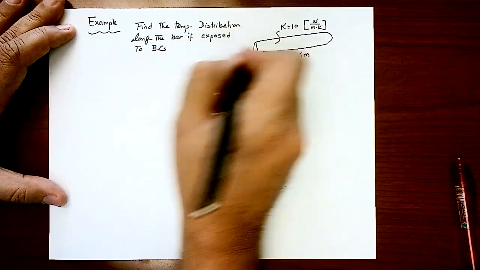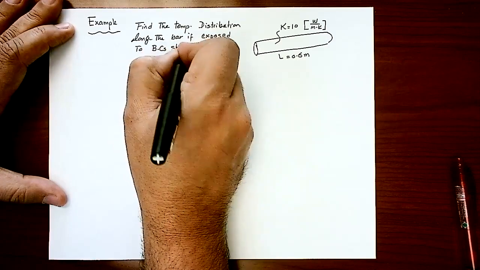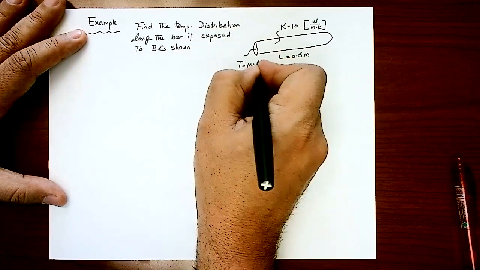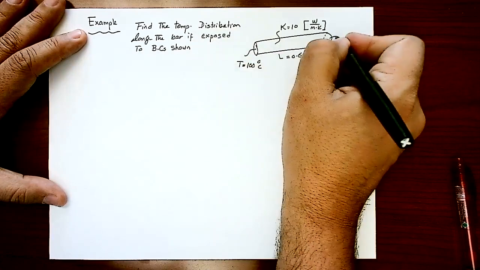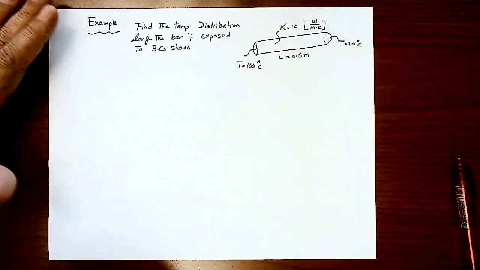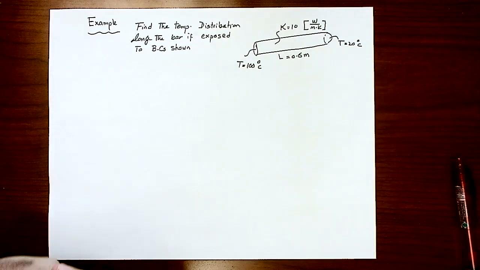One face is subject to the boundary condition shown. So one face here is kept at a temperature of 100 degrees C. The other face is kept at a temperature of 20 degrees C. So I would like to find the temperature distribution along the bar.